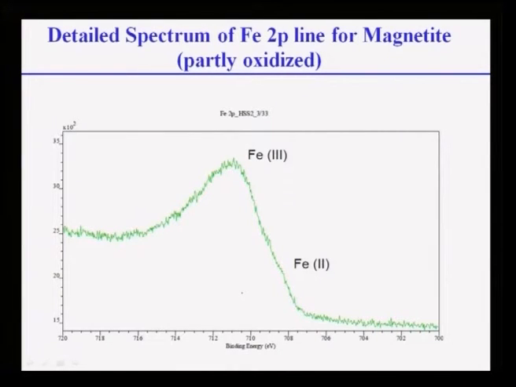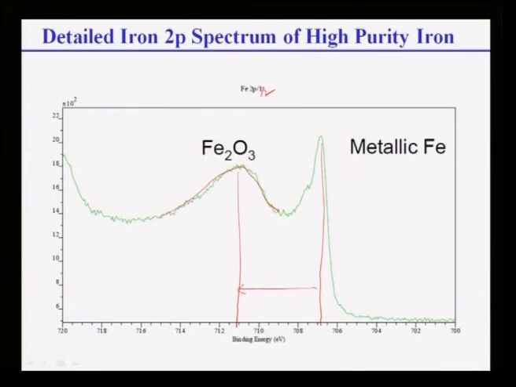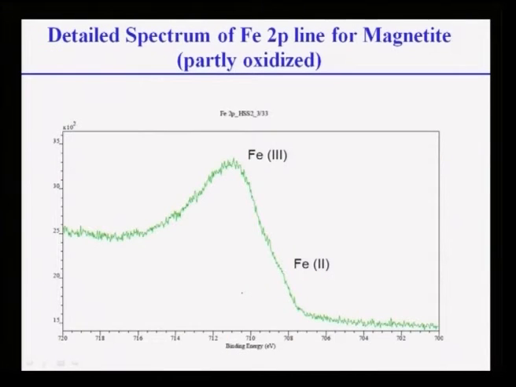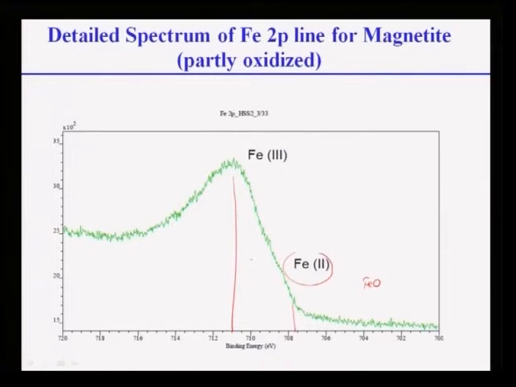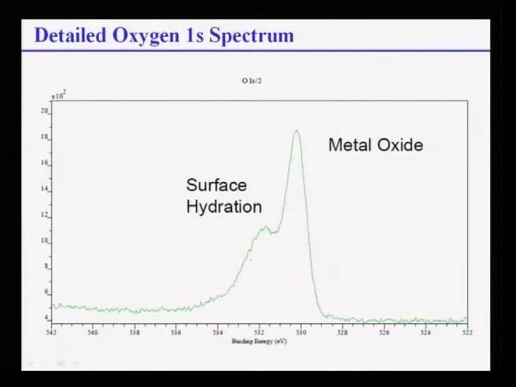Let us see another example. Fe2O3 is basically what? Fe is in the plus 3 state and oxygen is minus 2. So, if I look, this is Fe3, Fe2 will come somewhere here, you can see the small peak. Fe2 comes actually in FeO, iron oxide. So, we can clearly say there is no plus 2 state, all the iron is actually in the plus 3 state.